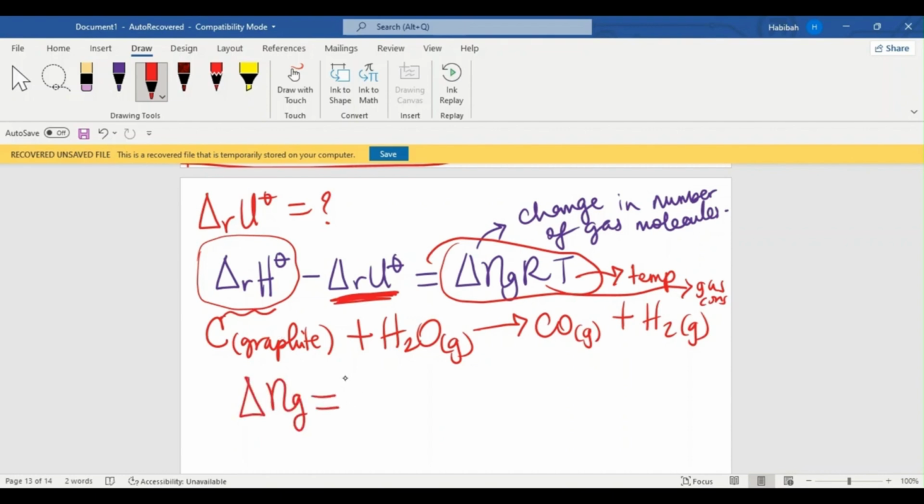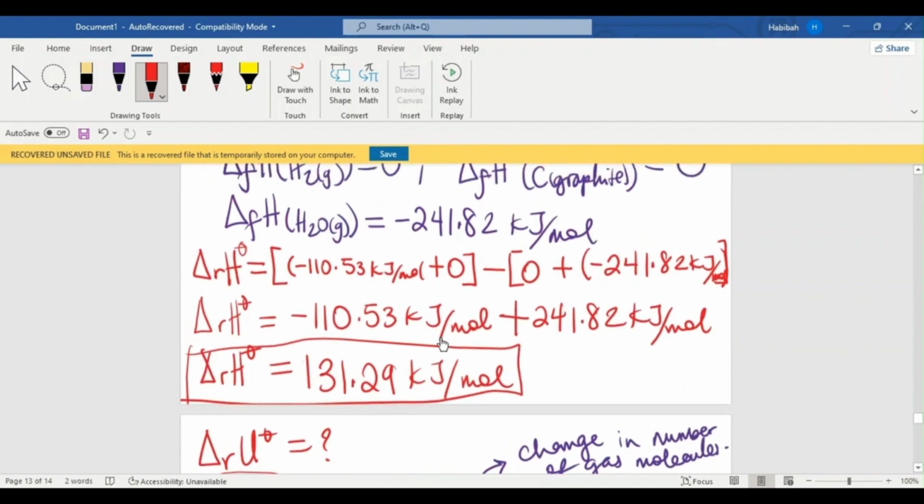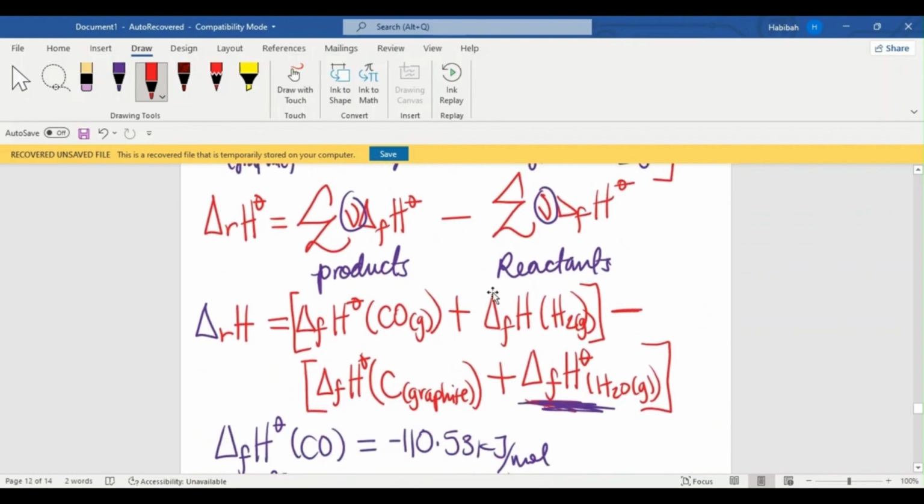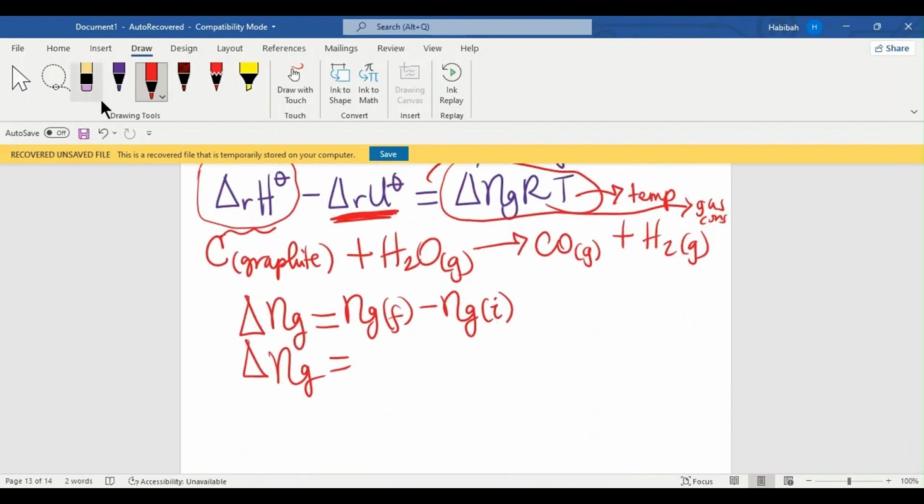Well, it's just the number of gas molecules at the final state minus the number of gas molecules at the initial state. Going back to our equation, for the final state we have one gas molecule for CO and one gas molecule for H2 gas, so two gas molecules after the reaction takes place. For the reactant, before the reaction occurs, we have just one H2O gas molecule. So 2 minus 1 is 1. So this answer is 1.